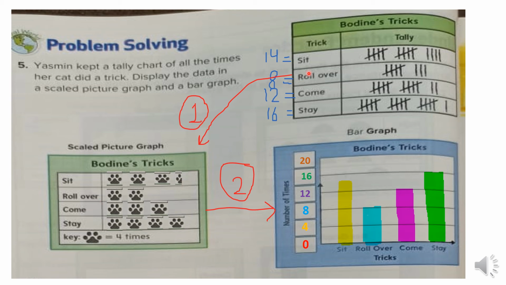Now for roll over it's 8, so I can use only 2 hands. So 4 and 4 give me 8. Now for come it's 12. So how many 4s give me 12? If I have 3, 4s, it will give me 12. What about the stay? The same. The stay is 16. How many 4s give me 16? I need 4 hands. Now, if I finish this, the picture graph will be done.